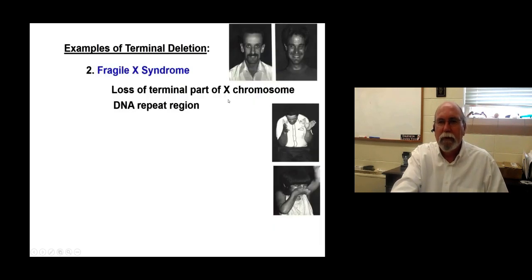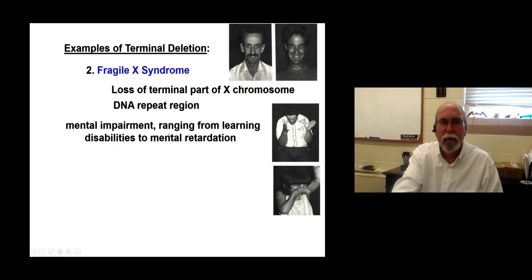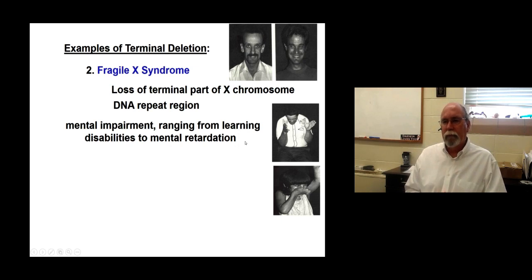Okay? Now, what do we get from all that? Well, we have this DNA repeat region. If we lose the X chromosome, you get a number of very characteristic things. You get a very characteristic facial structure. We get some impairment ranging from just learning disabilities and speech issues all the way up to fairly severe mental conditions, very much like in Down syndrome on the extreme cases of those.